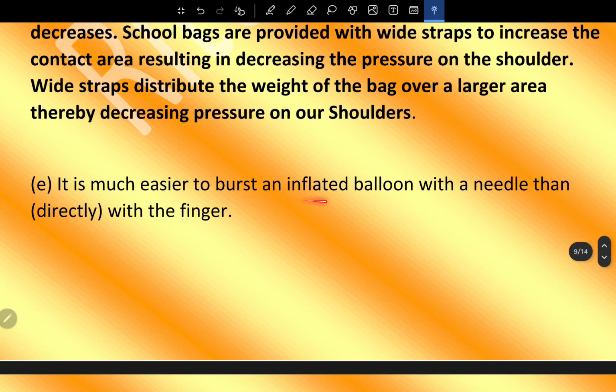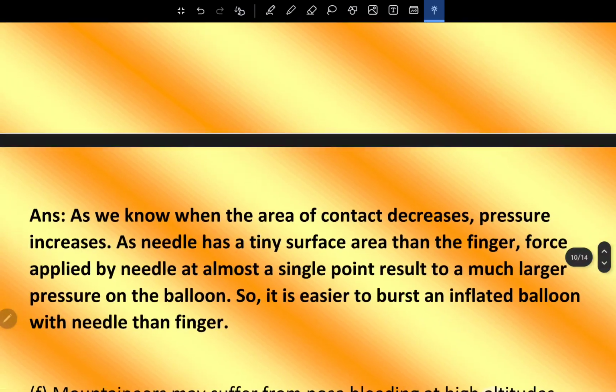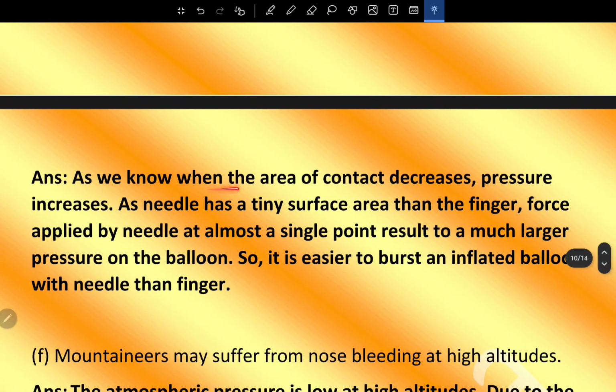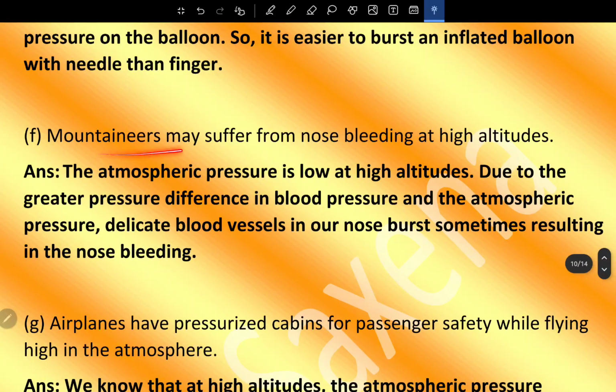Now, it is much easier to burst an inflated balloon with a needle than with a finger. Obviously, again the same reason, as we know, when area of contact decreases, pressure increases. As a needle has a tiny surface area compared to the finger, the force applied by the needle at almost a single point results in a much larger pressure on the balloon. So it is easier to burst an inflated balloon with a needle than a finger. Mountaineers may suffer from nose bleeding at high altitude.